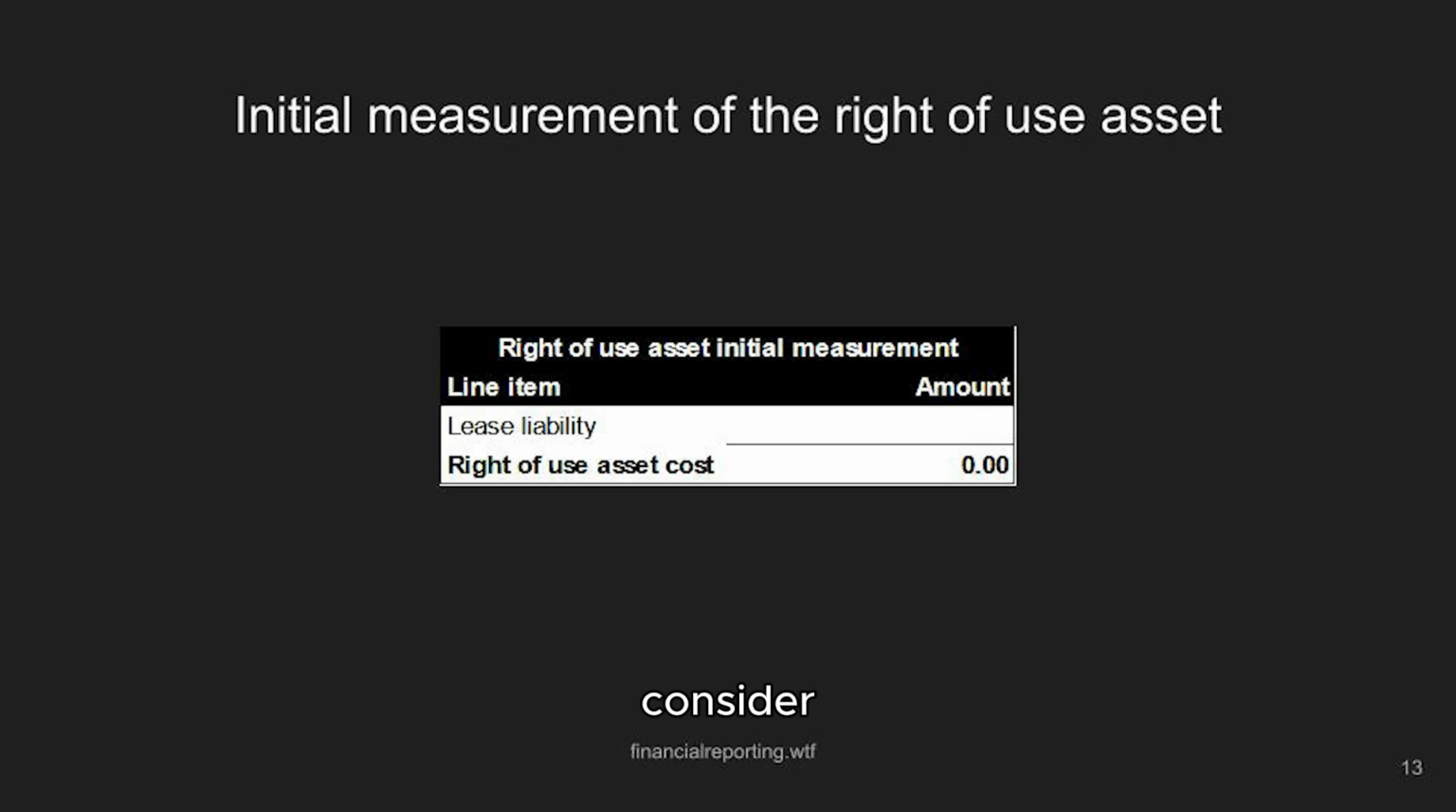We only need to consider the initial measurement of the lease liability. We can simply plug in our measured lease liability.